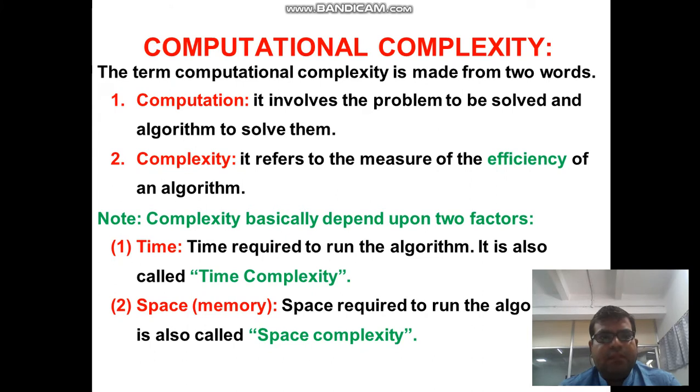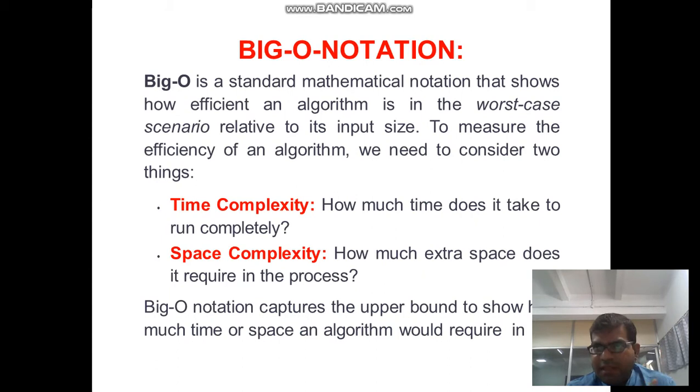Computational complexity. Computation means calculation. It involves the problem to be solved and the algorithm to solve it. And complexity refers to the measure of the efficiency. The second term of the efficiency is the complexity. Two types of complexity are there. One is time complexity and the other is space complexity. Time complexity means how much time is required to execute a program, and space complexity means how much space is required to execute the program.